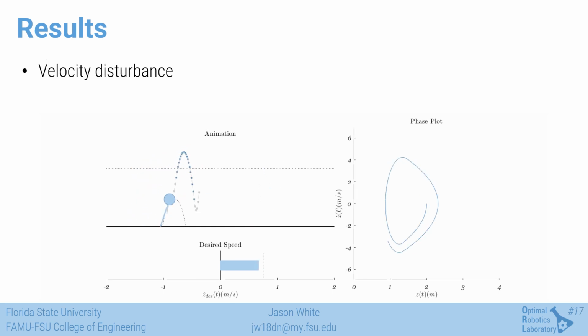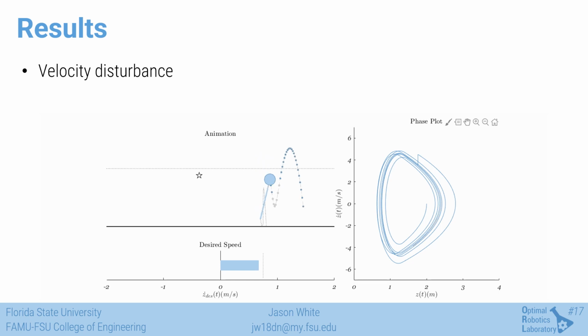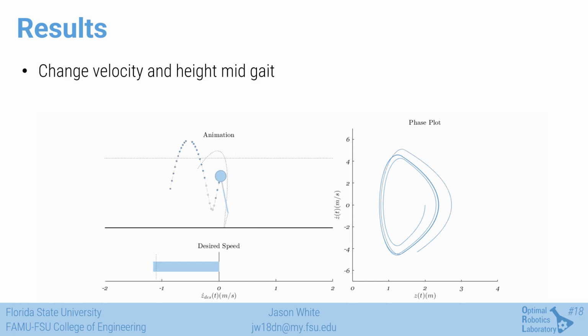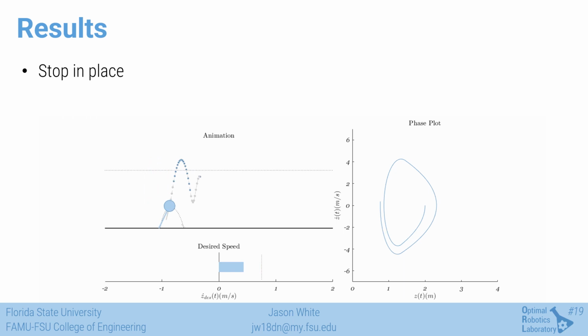We further test the controller's ability to reject large velocity disturbances by applying instant velocity changes, and are even able to modify the objective function to a new height and velocity mid-cycle. Finally, we show that simply modifying the objective function allows the system to easily transition from a cyclical gait to a standstill.